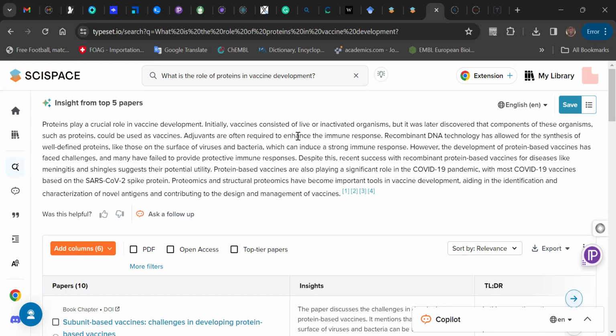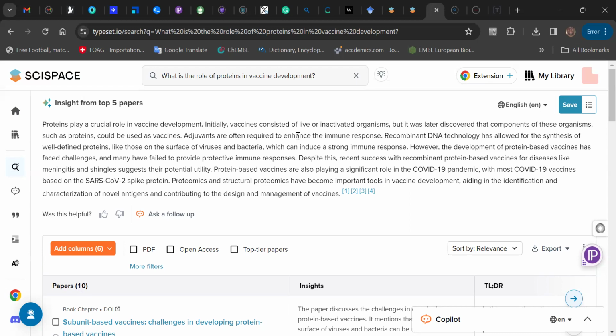And just like Consensus, here it gives insight from 5 top papers. So proteins play a crucial role in vaccine development. Initially, vaccines consisted of live or inactivated organisms, but it was later discovered that components of these organisms, such as proteins, could be used as vaccines. Adjuvants are often required to enhance the immune response. Recombinant DNA technology has allowed for the synthesis of well-defined proteins, like those on the surface of viruses and bacteria, which can induce strong immune responses.